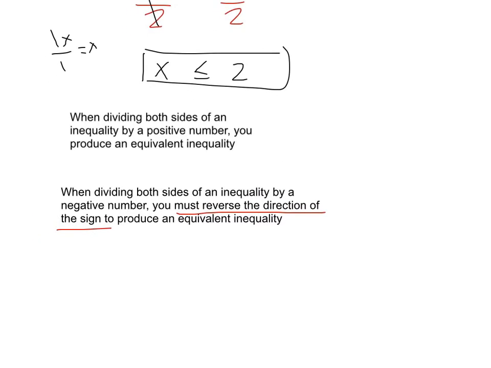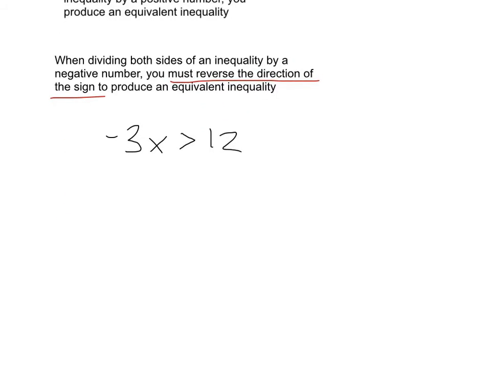So let's try this one. Negative 3x is greater than 12, all right? So again, I'm solving this inequality, but whatever I solve it to, it needs to be equivalent to what this is, all right? It's going to take a different form, but it needs to be equivalent.